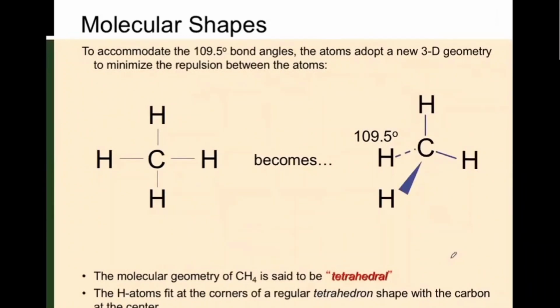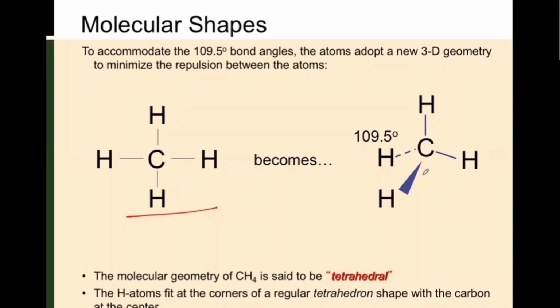So in order to accommodate these 109.5 degree bond angles, the atoms adopt a new 3D geometry to minimize the repulsion between the atoms. So this planar structure that we got from the Lewis structure, which is still very valid, and helps us to look at the connectivity of the molecule, in fact becomes this three-dimensional structure here, where two of the hydrogens are in the plane of the page, but then one is going in towards the page and one is coming out towards us. So we have this kind of three-dimensional shape.